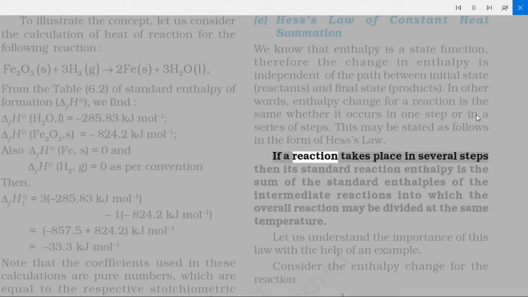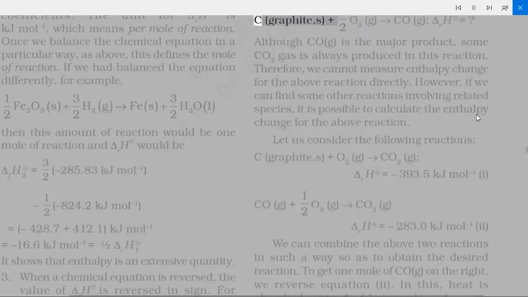If a reaction takes place in several steps, then its standard reaction enthalpy is the sum of the standard enthalpies of the intermediate reactions into which the overall reaction may be divided at the same temperature. Let us understand the importance of this law with the help of an example. Consider the enthalpy change for the reaction C(graphite, s) + 1/2 O2(g) → CO(g), ΔrH° = ?